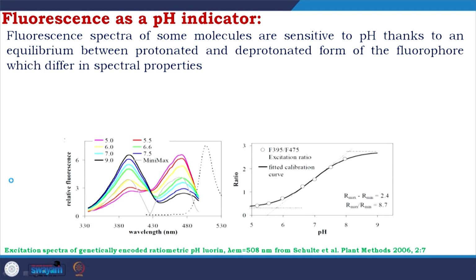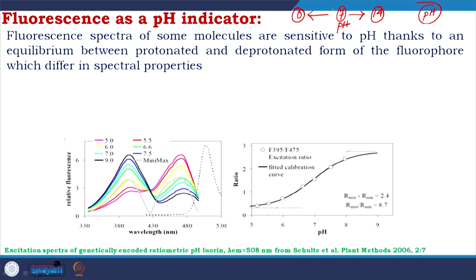Fluorescence spectra of some molecules are sensitive to pH thanks to an equilibrium between the protonated and deprotonated form of the fluorophore, which differ in the spectral property. So, pH, what it will do? If you have 7 pH, you increase to 14 or you decrease to 0. This is your pH scale.